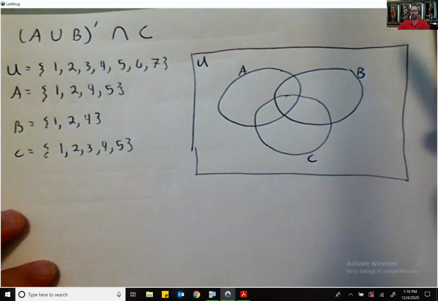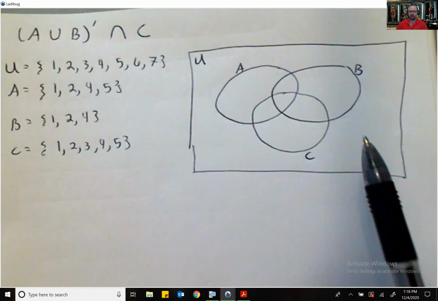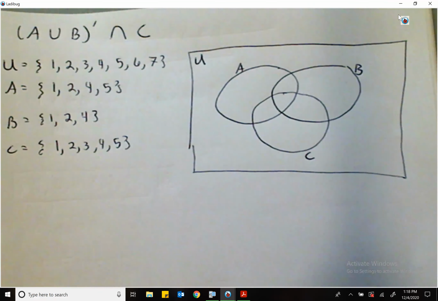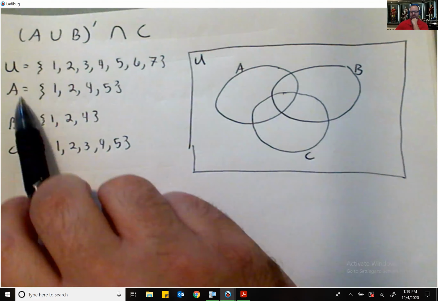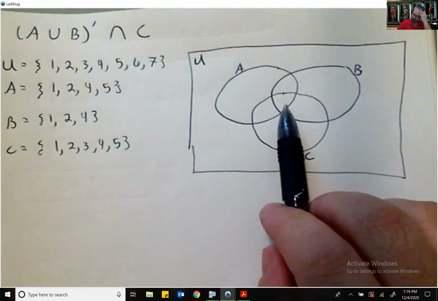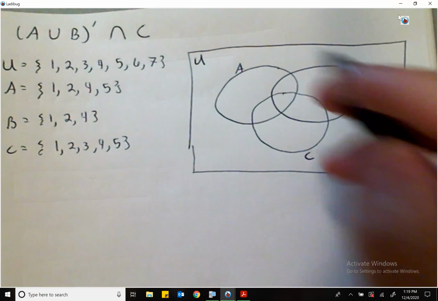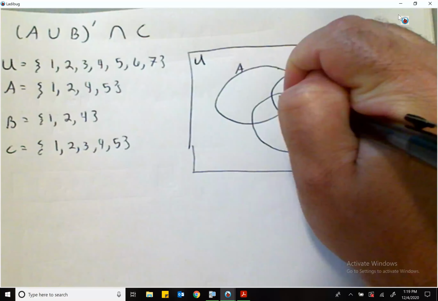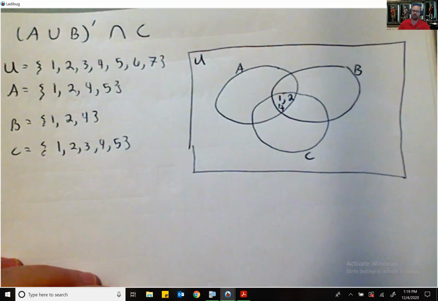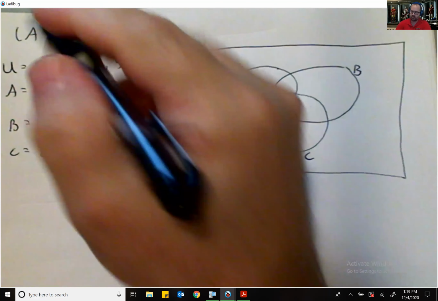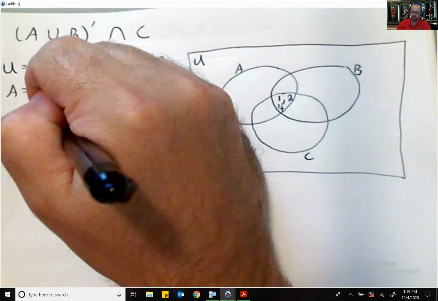So where do we start filling in our Venn diagram? We start with what all three circles have in common, right here in the middle. What do all three of these sets, A, B, and C, have in common? 1, 2, and 4. Sorry, my bad. So 1, 2, and 4. Now we're going to cross these off because we're not going to use those again.